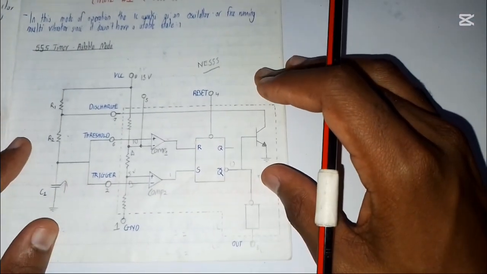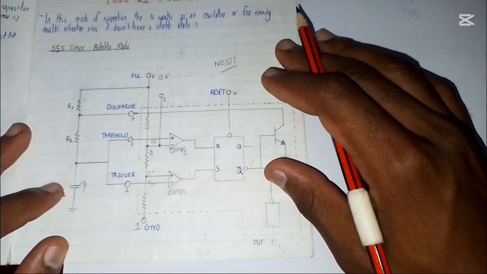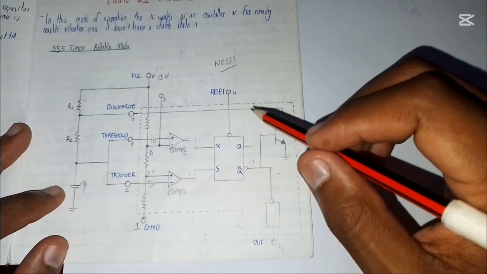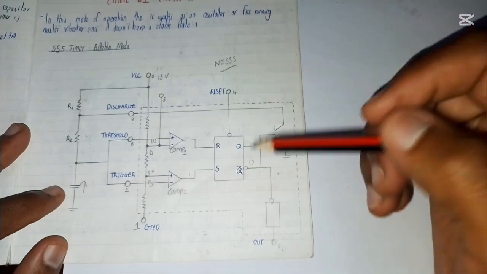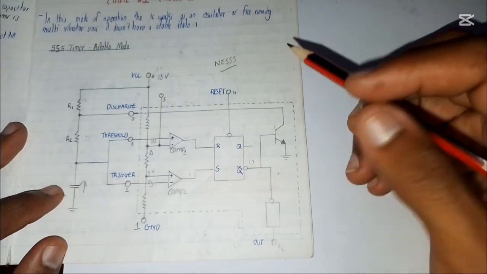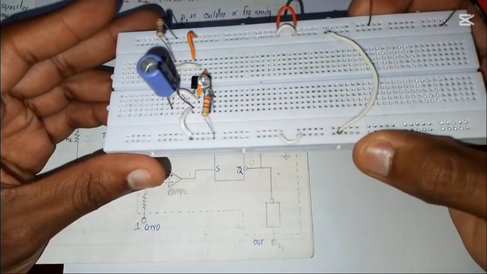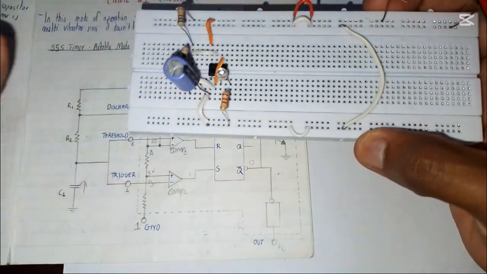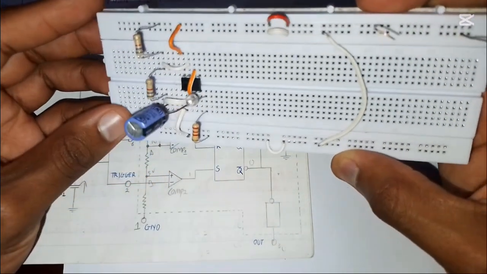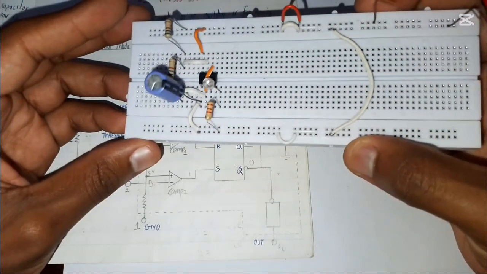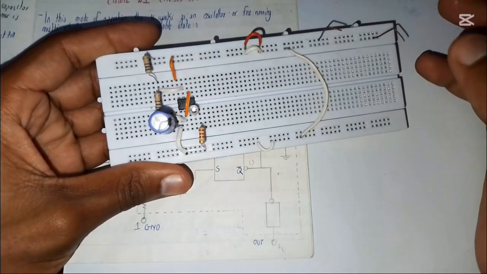So I'm going to explain deeply what happens for you to understand, so that we can continue well. And later on I'm going to demonstrate this circuit, and it will be better. You'll have understood what happens inside the NE555 timer.